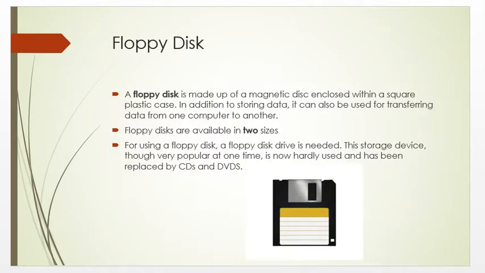Floppy disk. A floppy disk is made up of a magnetic disk enclosed within a square plastic case. In addition to storing data, it can also be used for transferring data from one computer to another. Floppy disks are available in two sizes. For using a floppy disk, a floppy disk drive is needed. This storage device, though very popular at one time, is now hardly used and has been replaced by CDs and DVDs.